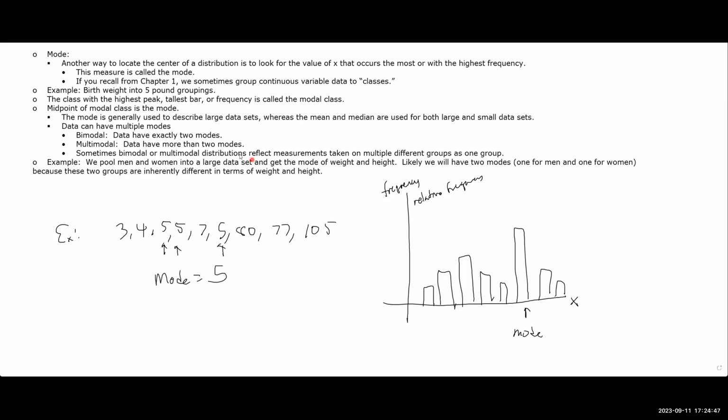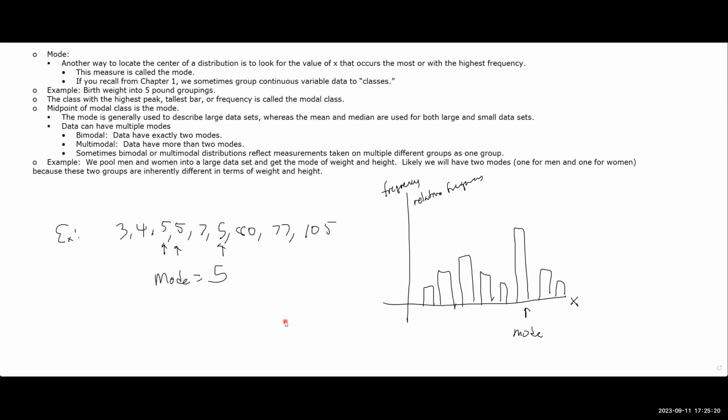Physically calculating that isn't hard. Okay, the data can have multiple modes. So you could have age data right here, and if you have another 2 4-year-olds, the mode will be 5 and 4. In that case, we would have a bimodal distribution. Bimodal distribution means the data has exactly 2 modes. Now, if you have more than 2 modes, it's called a multimodal distribution.